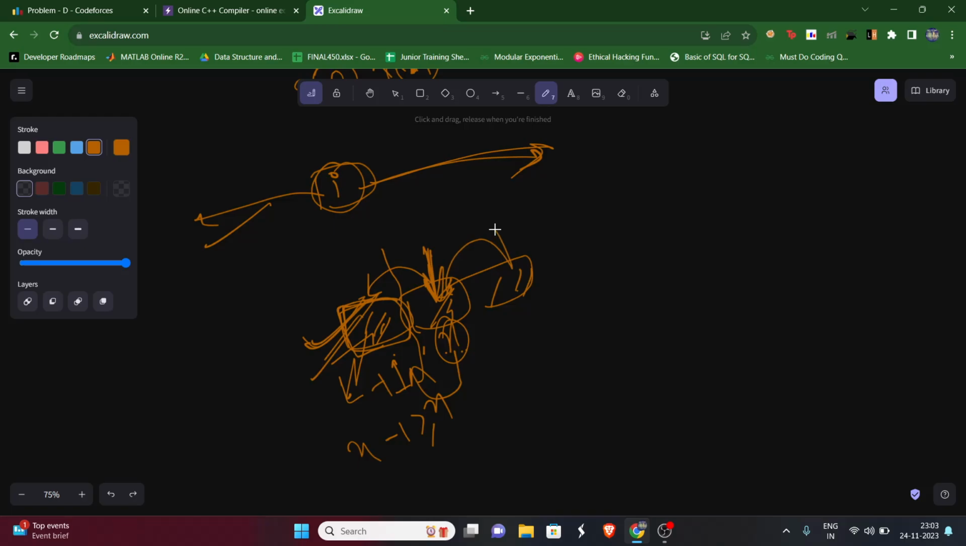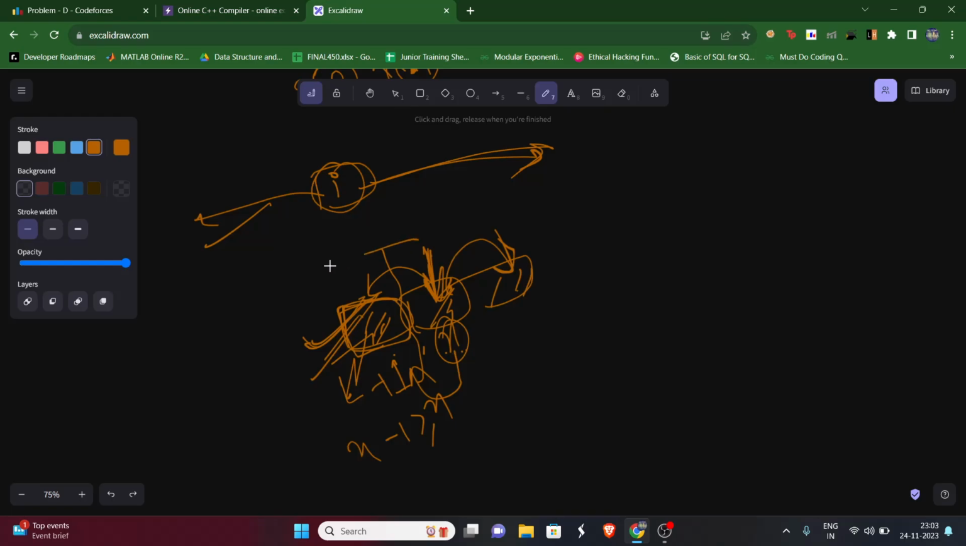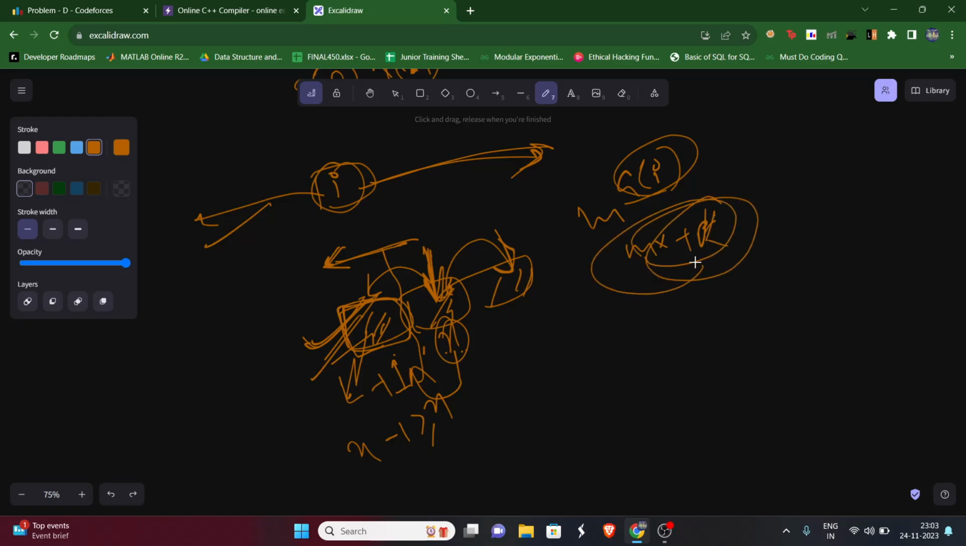Now, when we shift to this one, before shifting we will check. We know that we'll keep track of the maximum value on our left side, and the maximum value will not be just a of i, but the cumulative of mx plus k. K will be nothing but the distance.